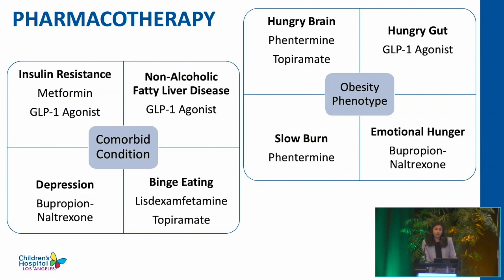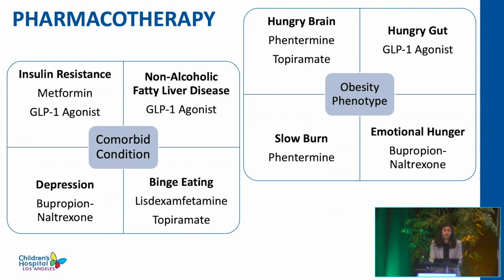So obesity phenotype is a combination of genetics and behaviors which leads to weight gain. And there are 4 recognized obesity phenotypes, the first being hungry brain, which refers to dysfunctional satiation. The second is hungry gut, which refers to dysfunctional postprandial satiety. The third is emotional hunger, which is eating in response to emotions. And the fourth is slow burn, which is dysfunctional energy expenditure.